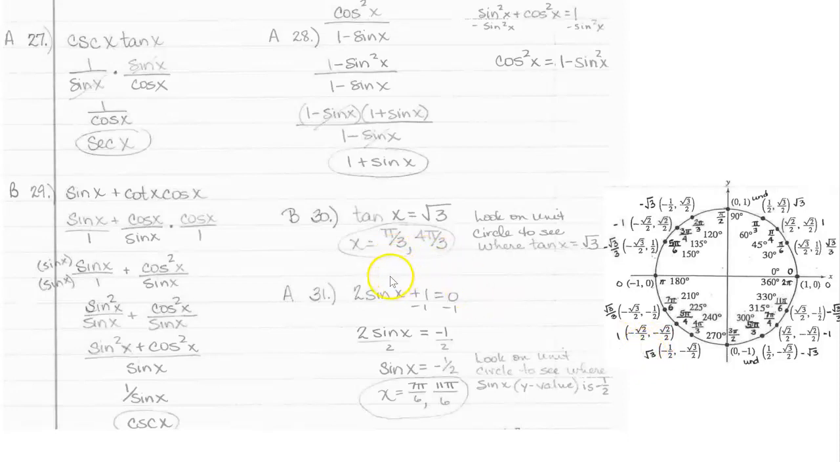For 31, just like up here, tangent was alone on one side by itself. I need to do the same thing. I need to get sine alone on one side by itself. So let's subtract the 1 from both sides, and then, to get sine by itself, divide both sides by 2. So we're looking for where sine is equal to negative 1/2. So again, come over here to our unit circle, and we can see that sine is negative 1/2 right here at 7 pi over 6, and then right here at 11 pi over 6.